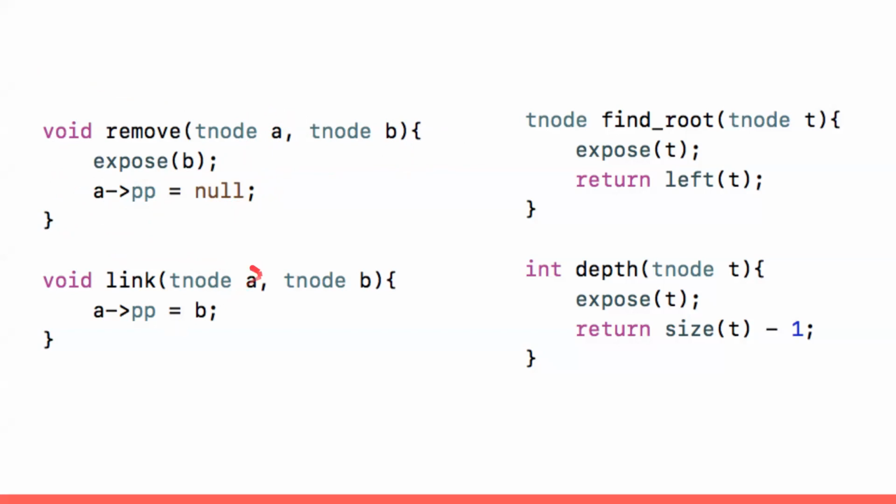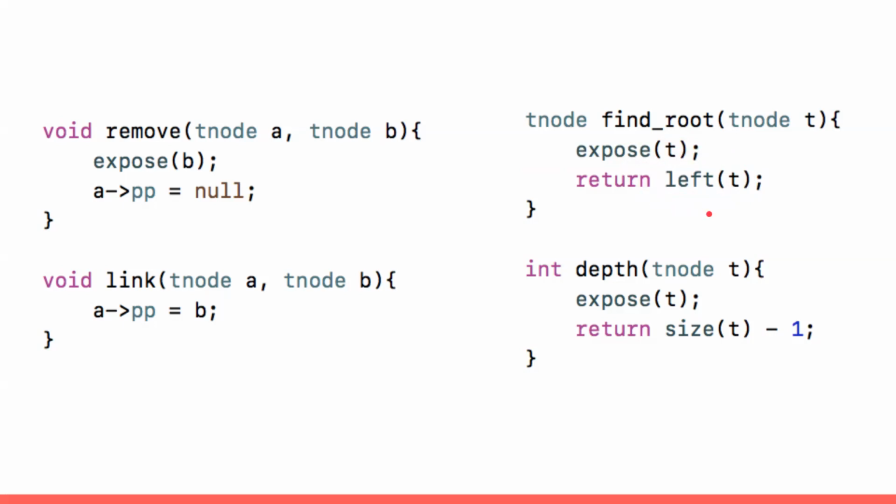Okay, now link. In link, we want to add some edge between two vertices. So A is the root and B is any vertex. So it's enough for us to say that the PP, the parent of A, is B. Find root. We want to find the root in some tree. So we just make a path between T and the root, and we find the leftist element.